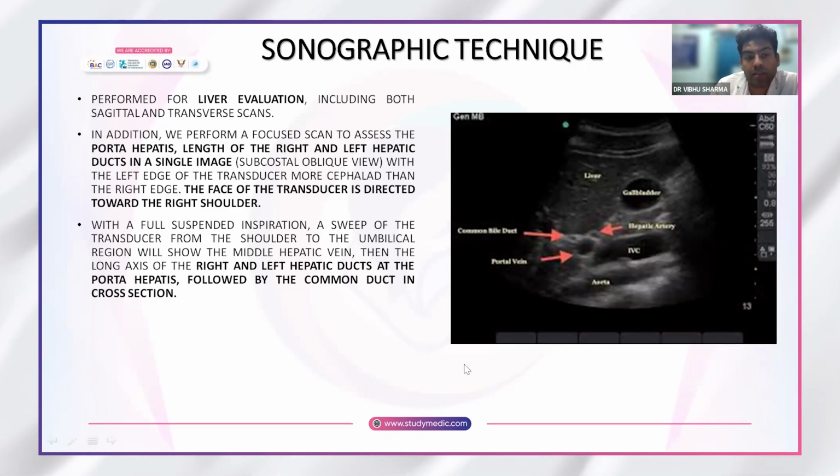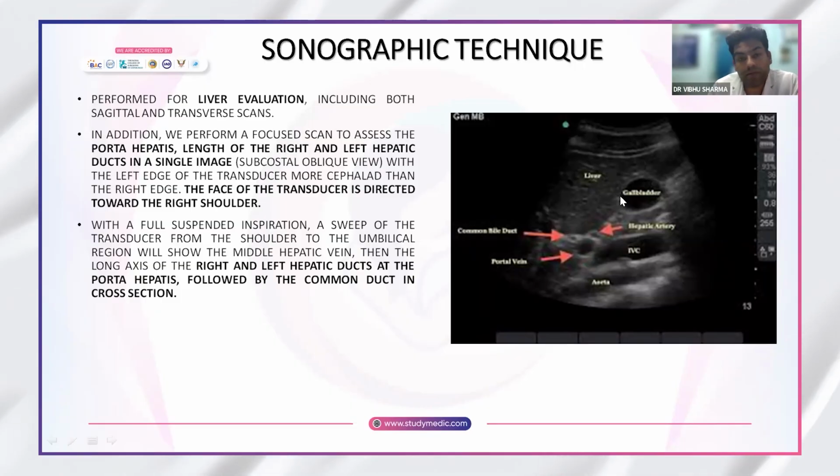So whenever we perform a sonography for gallbladder, we should include both the transverse and the sagittal planes. In addition, we should perform a focus scan to assess the porta hepatis, length of these hepatic arteries, and the face of the transducer should be directed towards the right shoulder.